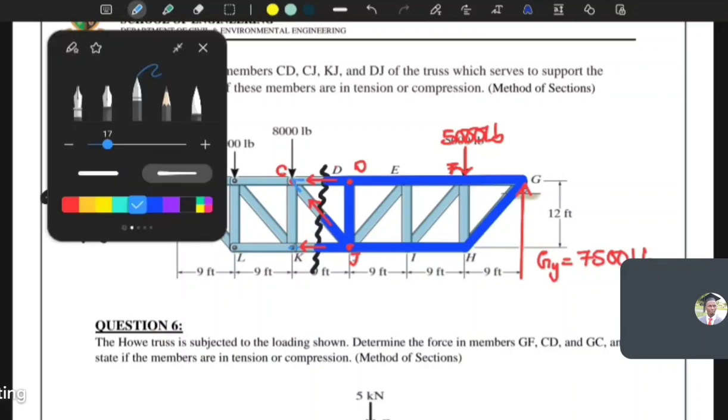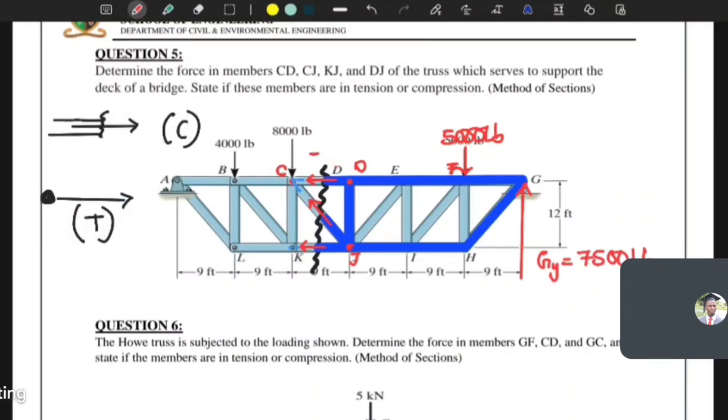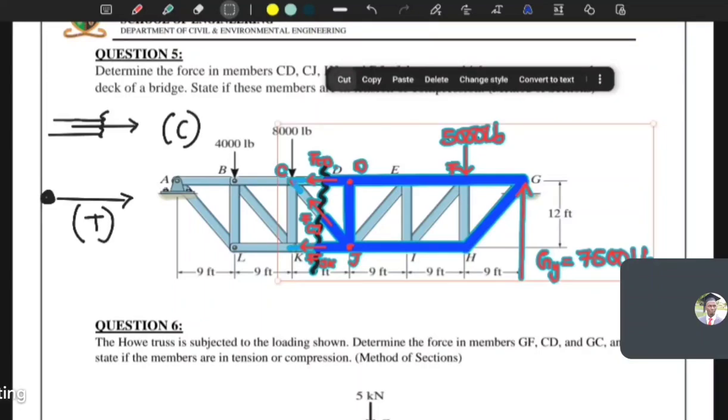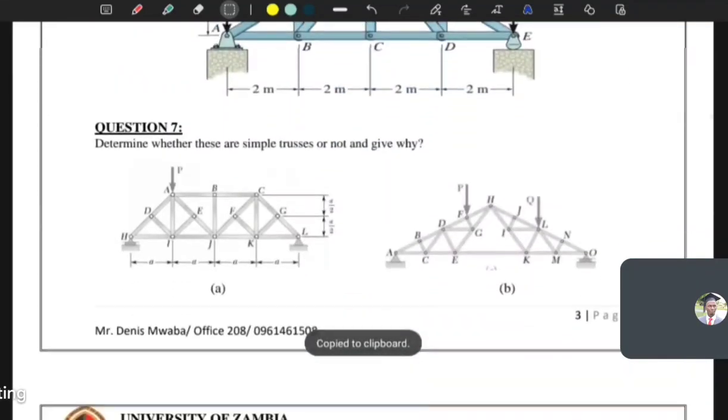Now, let's include the labels. This force here is FCD. This one down here is FCJ. And then here, this is FJK. So now we need to do the math so that we can find those forces, the internal forces.